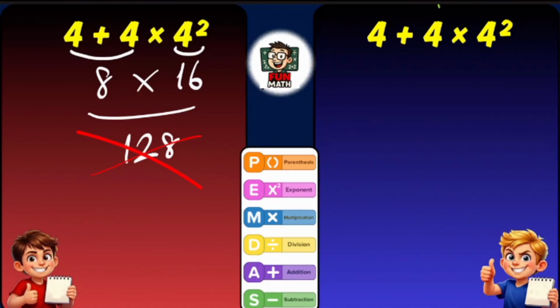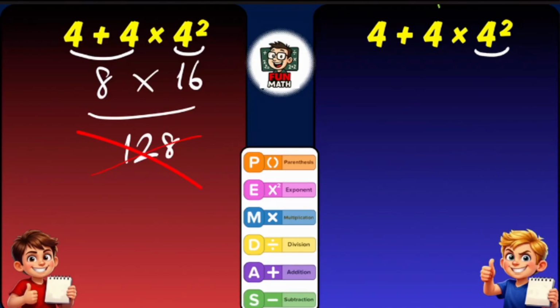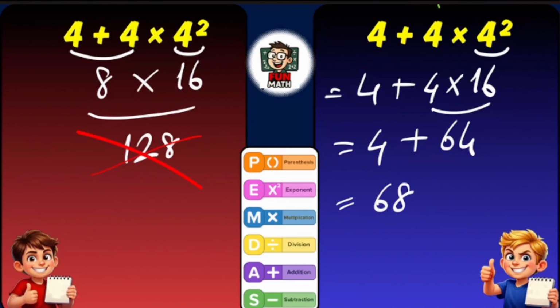Okay, now let's solve the equation according to the rule. Exponent: 4 power 2, 4 times 4 equals 16. Now addition and multiplication. First multiplication: 4 times 16 equals 64. Finally addition. 4 plus 64 equals 68. The correct answer will be 68.